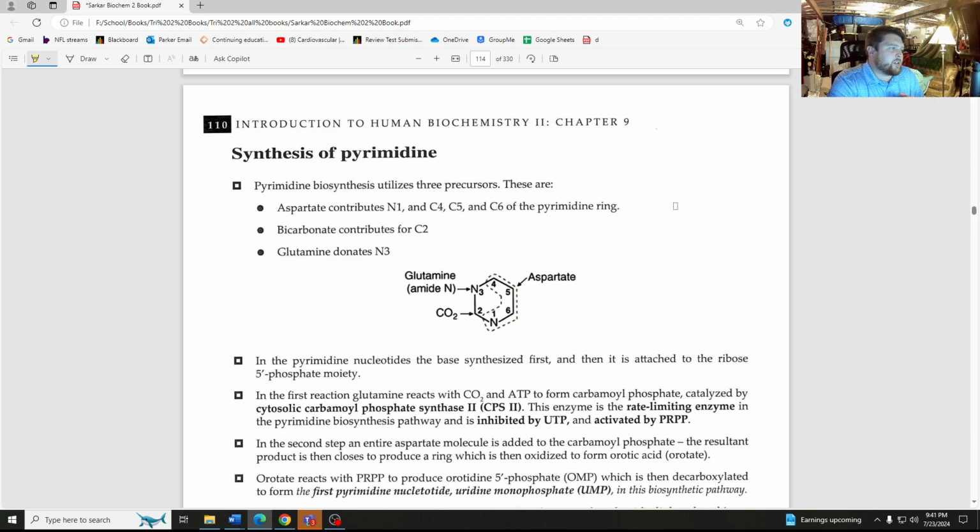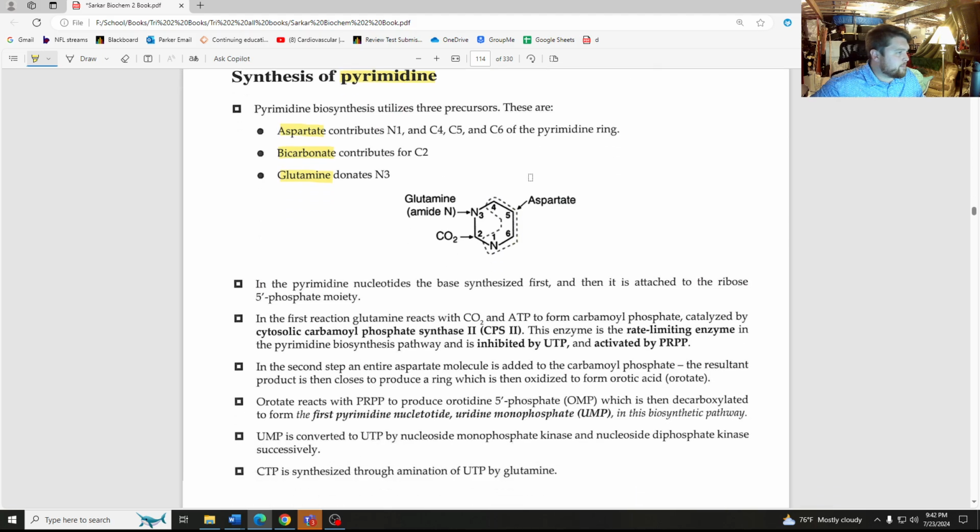These are aspartate, which contributes to the N1, and again, all of these numbers afterwards are the position. So it gives a nitrogen in the first position, a carbon in the 4th position, a carbon in the 5th position, a carbon in the 6th position. 1, 2, 3, 4, 5, 6 positions in this specific area of this pyrimidine ring. Okay? Bicarbonate contributes for C2, and then a glutamine donates N3. So what you'll want to remember: aspartate, bicarbonate, and glutamine come together to form the pyrimidine.